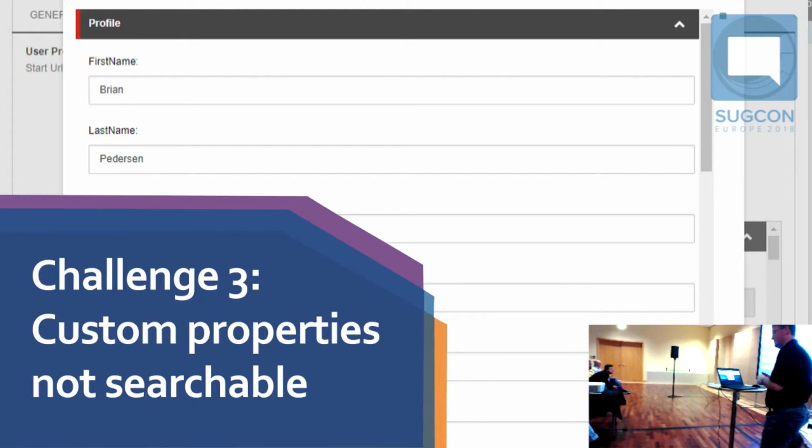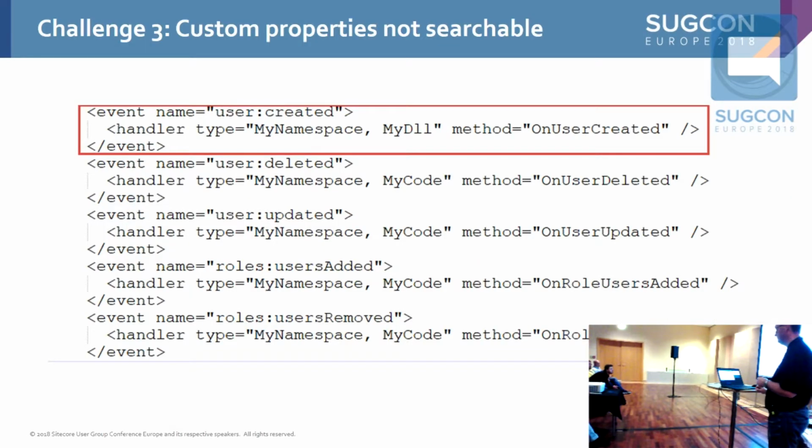Since Sitecore 7-something, Sitecore created some events that are fired when you do something with a user. They made a user created, user deleted, user updated event, users added and users removed events. And for those events, I can attach code and tell the system what I want to do when that happens.